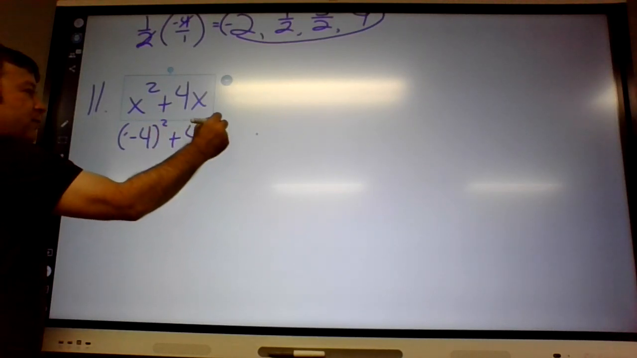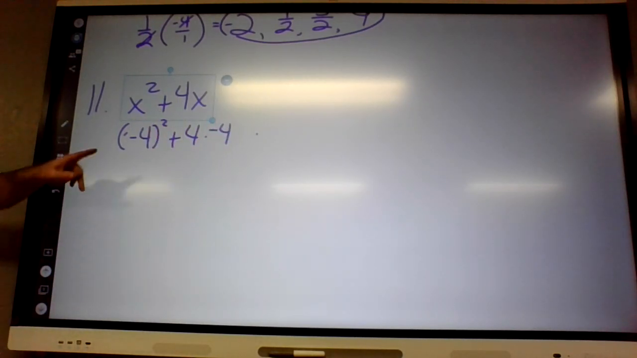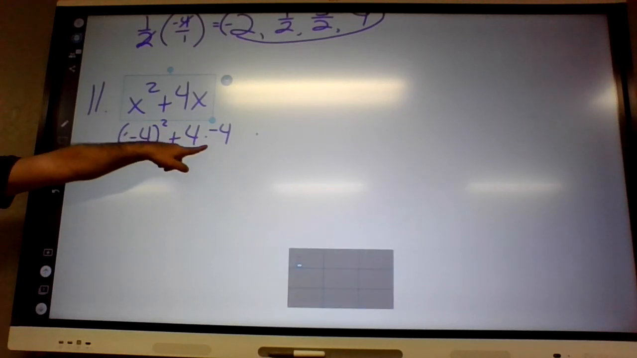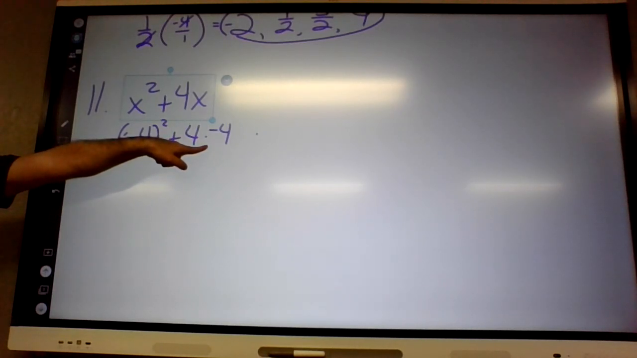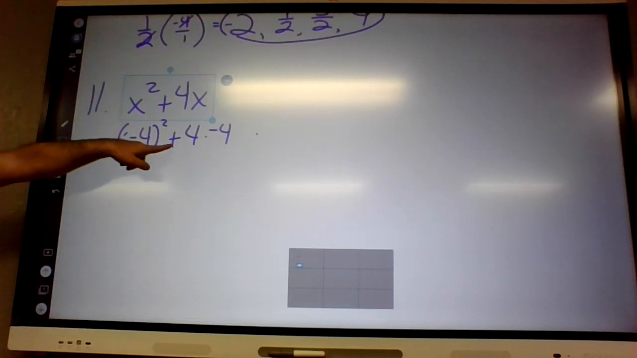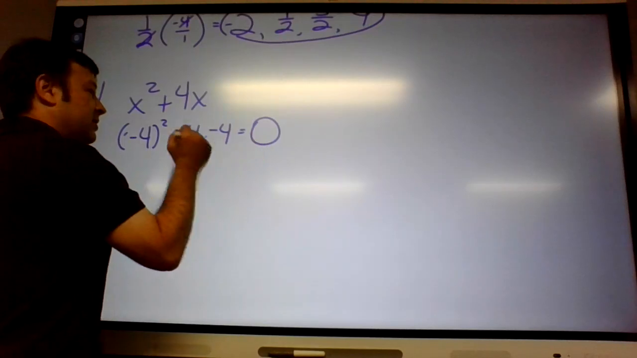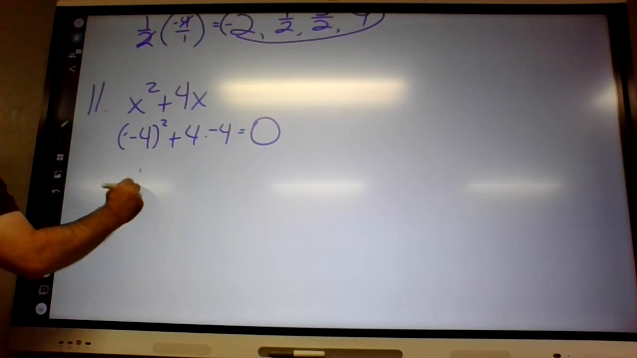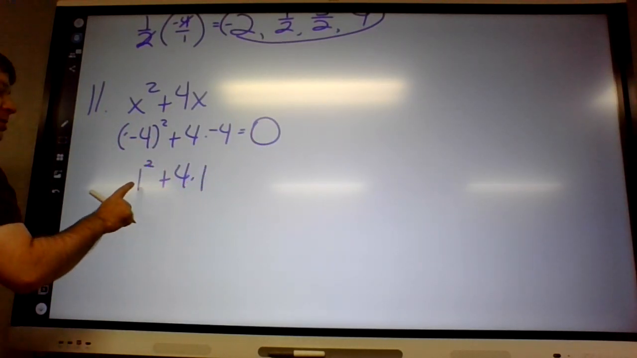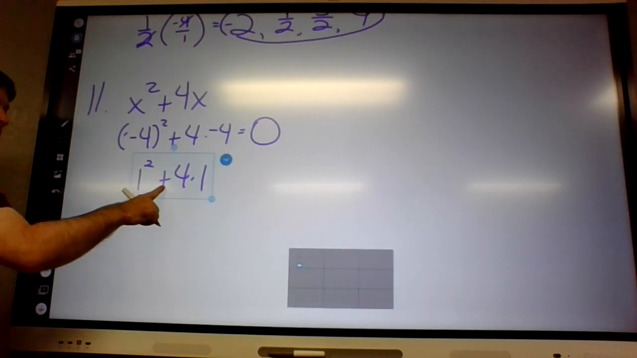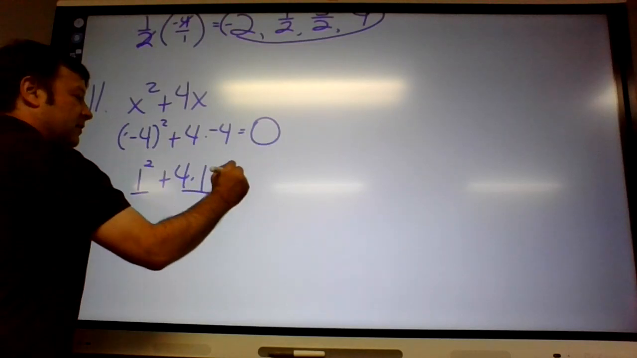And then over here we have 4 times -4. Chase, this will be positive 16. What will this right here be? 4 times -4 is -16. So we have 16 plus -16. 0. Notice I am using order of operations, but your calculator did that automatically. And then if we plug in 1, 1 squared is 1. 4 times 1 is 4. 1 plus 4, 5.